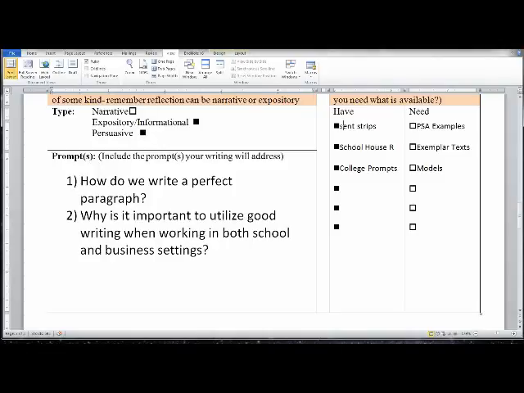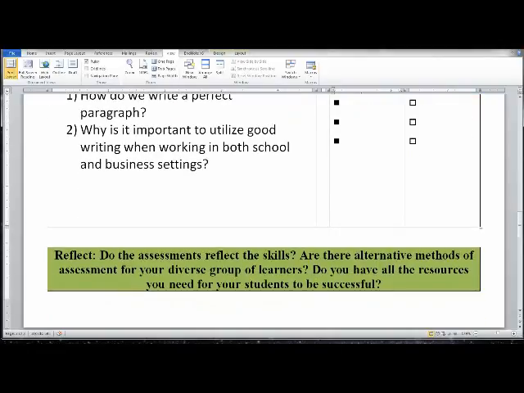The sentence strips definitely hit on the foundational. The Schoolhouse Rock, which will give us the framework of the video, the framework of grammar and parts of speech and sentence structure. The college prompts. Everything here is pretty basic. So yeah, I think I have all the resources I need for my students to be successful.